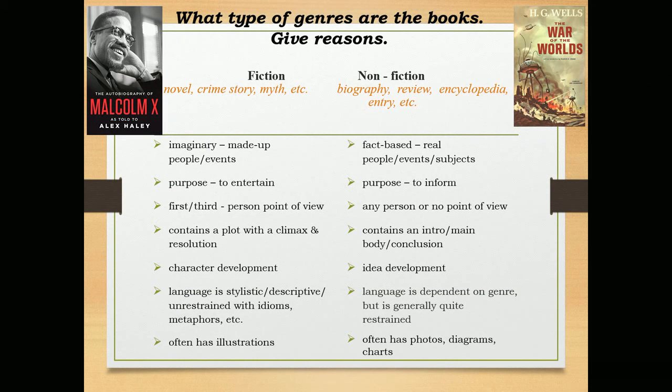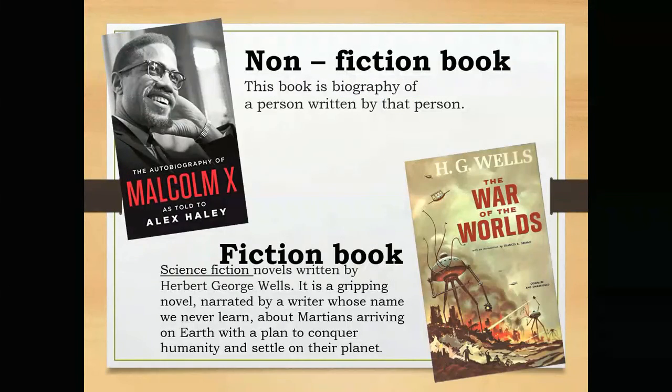What type of genres are these books? First book. It's a non-fiction book. It's a biography. This book is a biography of a person written by another person. Second book. Fiction book. A science fiction novel written by Herbert Wells. It's a gripping novel narrated by a writer whose name we never learn, about Martians arriving on Earth with a plan to conquer humanity and settle on our planet.